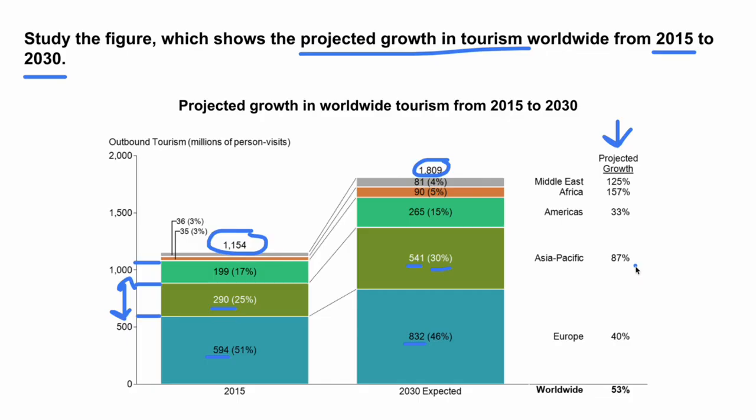Another point that you might want to highlight is this. Even though Africa and the Middle East, in terms of proportion, didn't increase a lot from 2015 to 2030, proportion-wise, 3% to 4%, 3% to 5%, not much of a difference, you realize this: in terms of numbers, they grew the most. Because probably they have a very small base, that's why when they start growing, the projected growth seems like a lot.